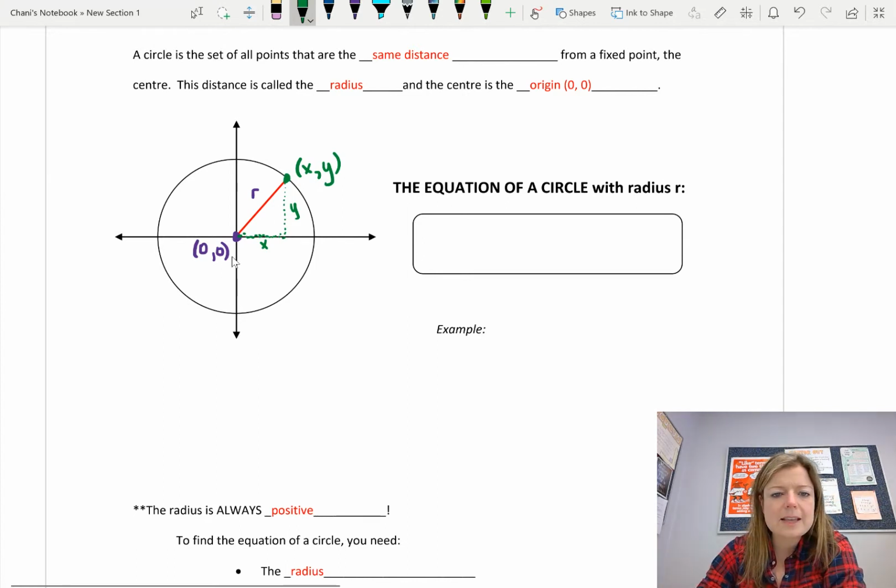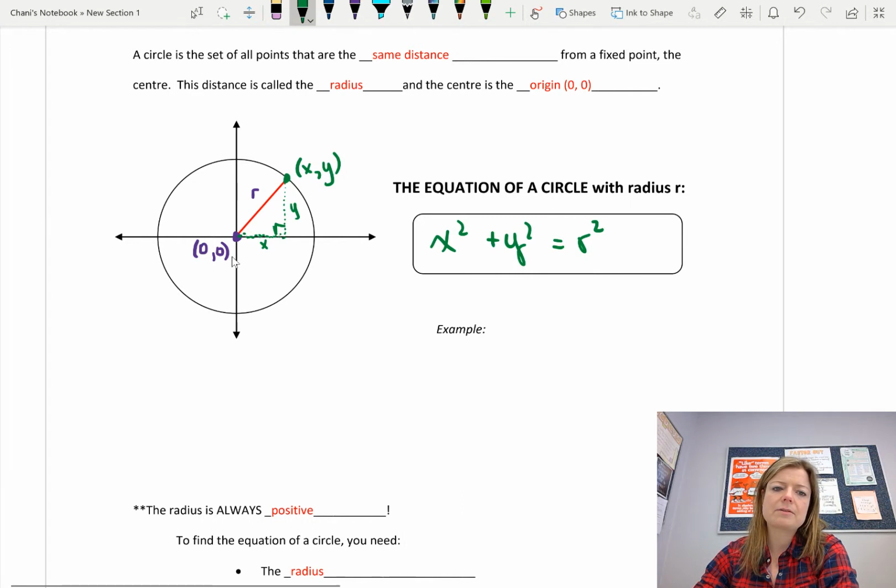That gets us to the coordinate x, y that is actually on the circle. Notice that we've created a right angle triangle, and that x squared plus y squared is equal to r squared. So every point x, y will meet this requirement, because the radius is always the hypotenuse of a right angle triangle, and the radius, this distance, is constant throughout the entire circle. This just comes from the Pythagorean theorem.